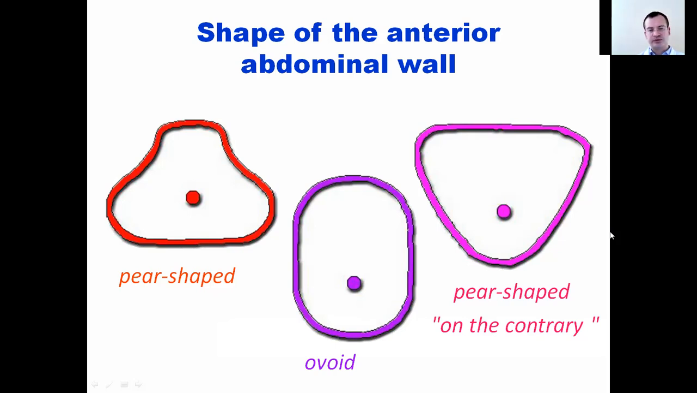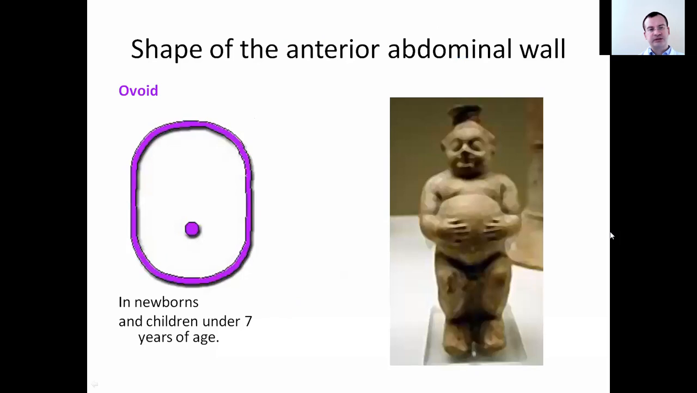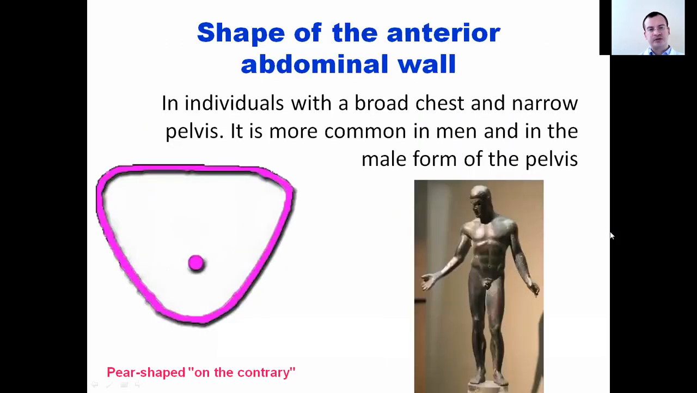Pear-shaped, ovoid, and pear-shaped on the contrary. Pear-shaped is in individuals with a narrow chest and wide pelvis. Ovoid is often seen in newborns and children under 7 years old. And pear-shaped on the contrary, individuals with a broad chest and narrow pelvis. It is most common in men and in the male form of the pelvis.